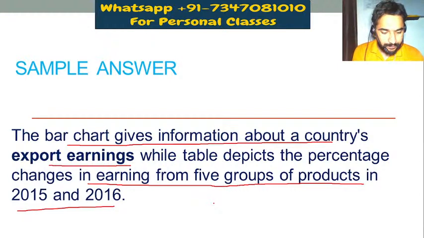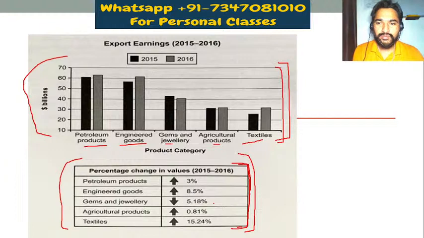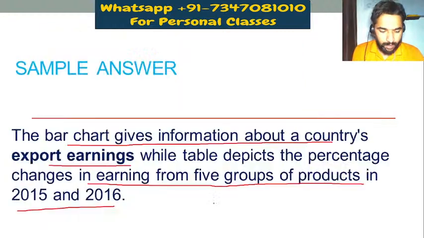Okay, Prince said bar chart illustrates countries earning in billions from exporting 6 things, right? So is it 6 things? These are 5 things. Okay, that's fine. So these are 5 things, Prince. And the table represents changes occurred in the proportion of each country over 2 year period. Yes, that's fine. Good, very good.